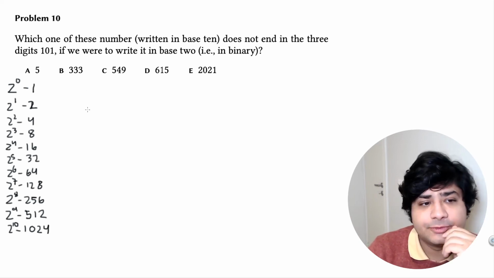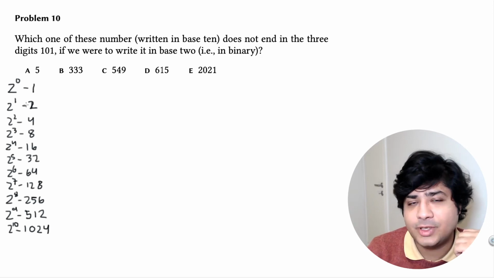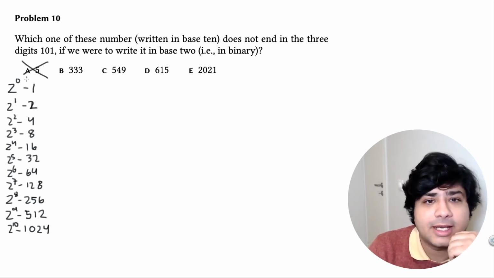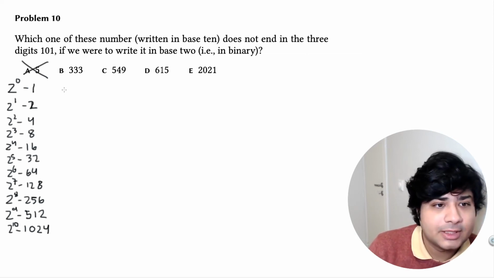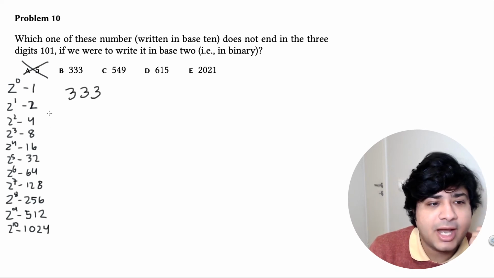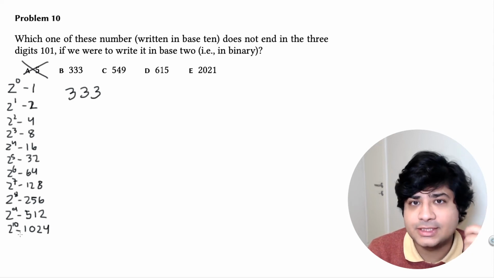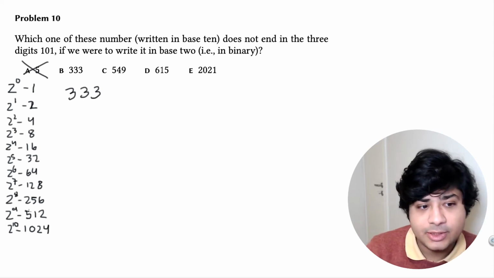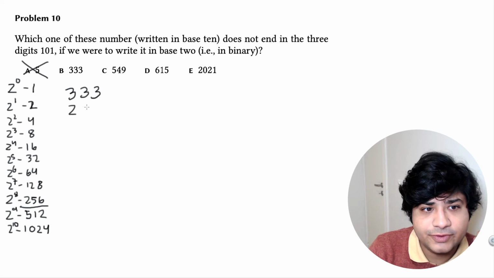All right. So now let's see. For 5, of course, we know that 5 ends in 101 because it is 101. So we can take that away. Can cancel that. Can't be that. Let's try with 333. So 333 minus, what's the highest number that we see here that can go into 333 once? Well, the one that I see is this one, 256.